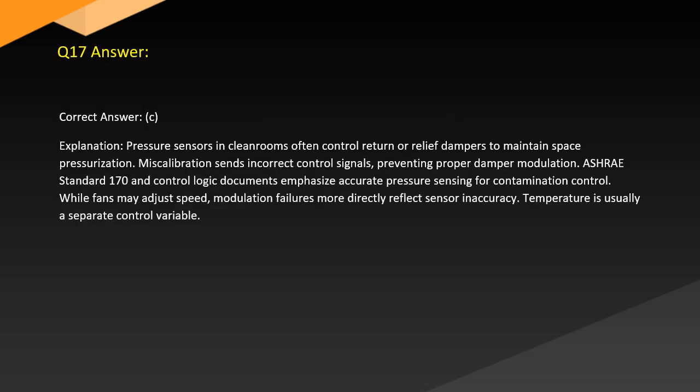Answer. Correct answer, C. Explanation. Pressure sensors in clean rooms often control return or relief dampers to maintain space pressurization. Miscalibration sends incorrect control signals, preventing proper damper modulation. ASHRAE Standard 170 and control logic documents emphasize accurate pressure sensing for contamination control. While fans may adjust speed, modulation failures more directly reflect sensor inaccuracy. Temperature is usually a separate control variable.